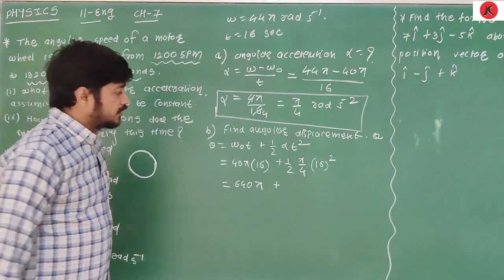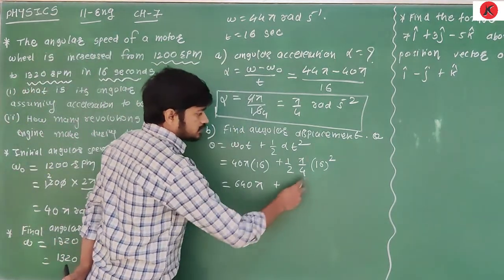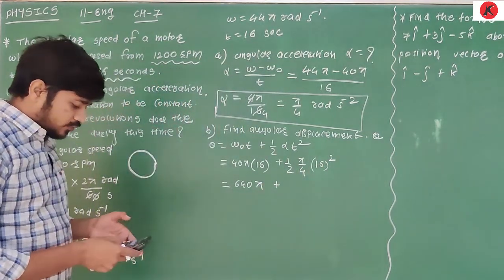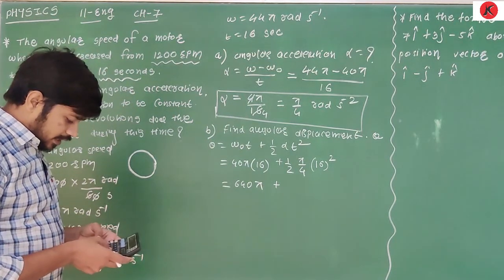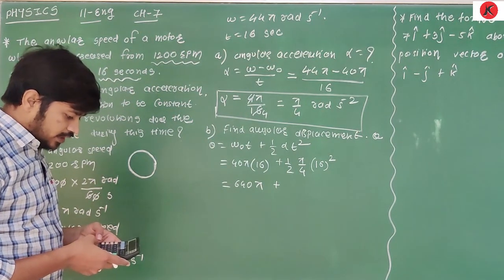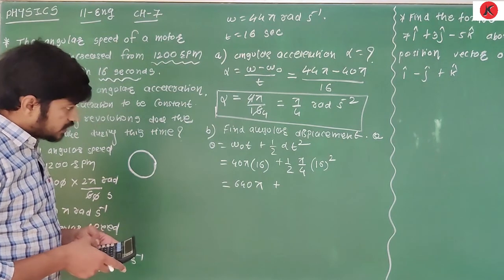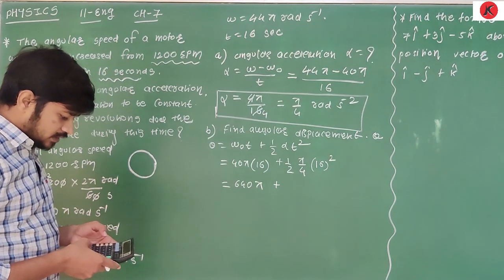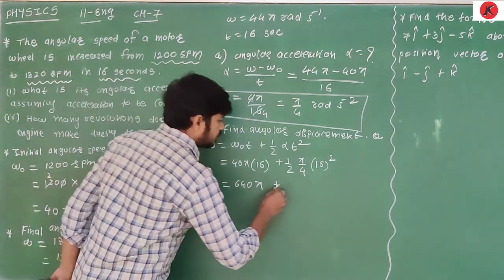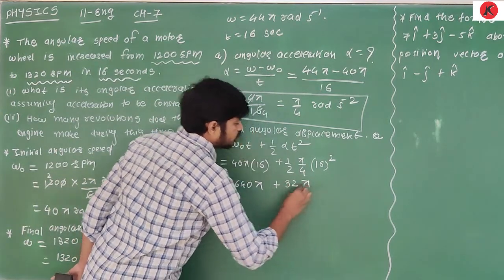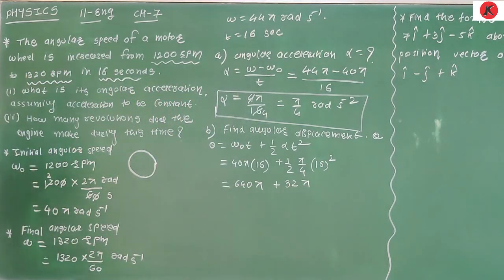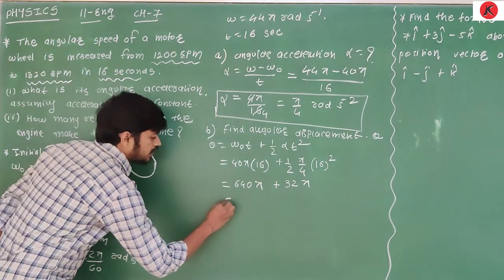64 divided by 8, so it is obviously 16, sorry, it is 16 square, so it is 16 into 16, which is 256. 256 divided by 8 is equal to 32. So it is 32 pi. Clear about this? So what is the addition?